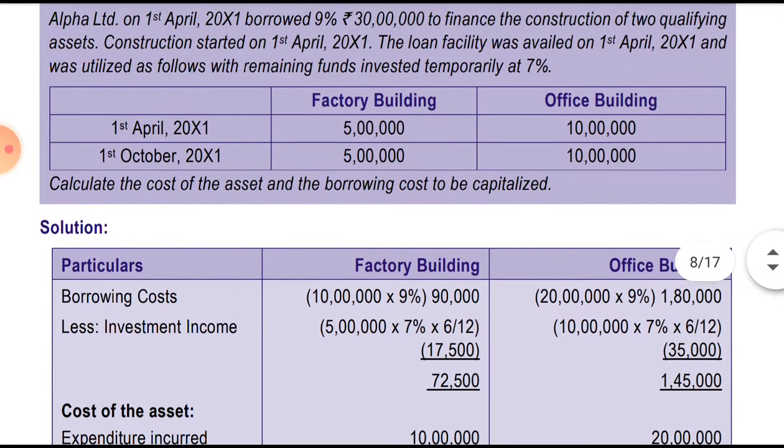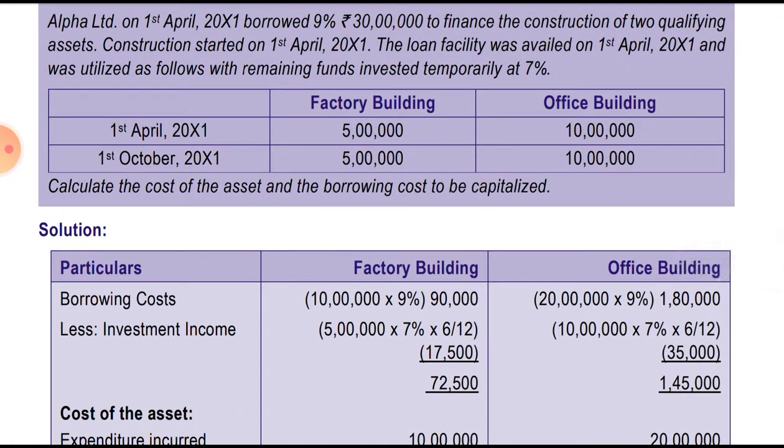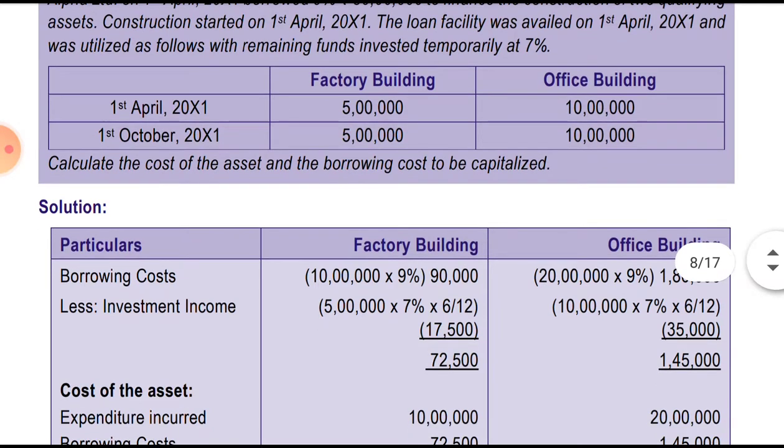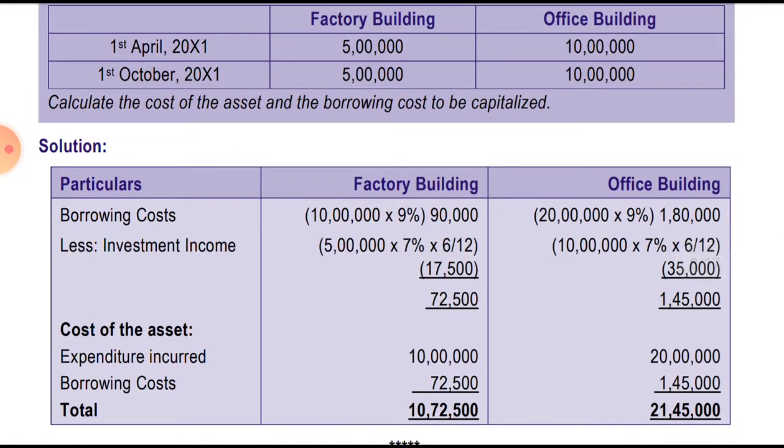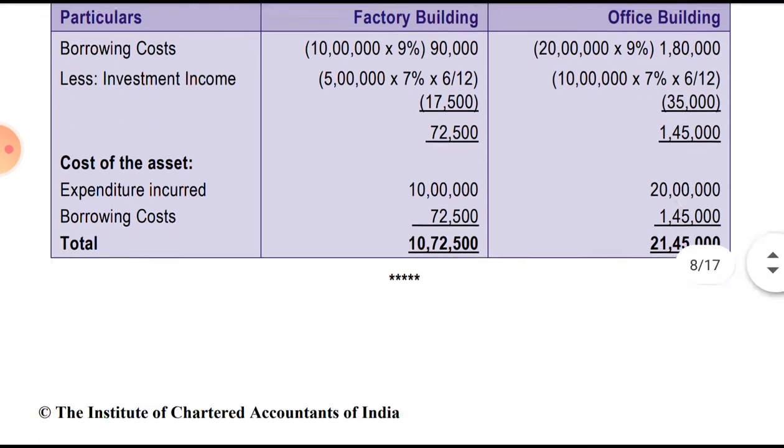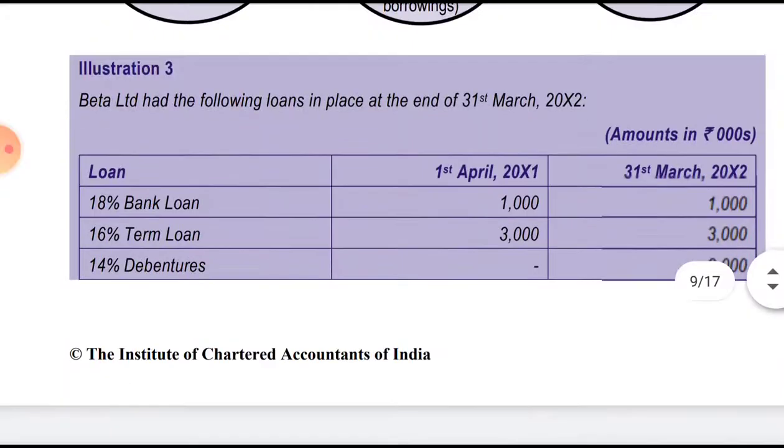Similarly for the office building, we'll calculate interest for the first 20 lakh rupees at the rate of 9%. It amounts to 1,80,000 rupees, and 10 lakh rupees of idle fund has been invested at the rate of 7%, that amounts to 35,000. So just deduct 1,80,000 minus 35,000, that will get 1,45,000. That will be added to the cost, and the total cost for the office building is 21,45,000, and for the factory building 10,72,500. So with this we are done with the illustration.